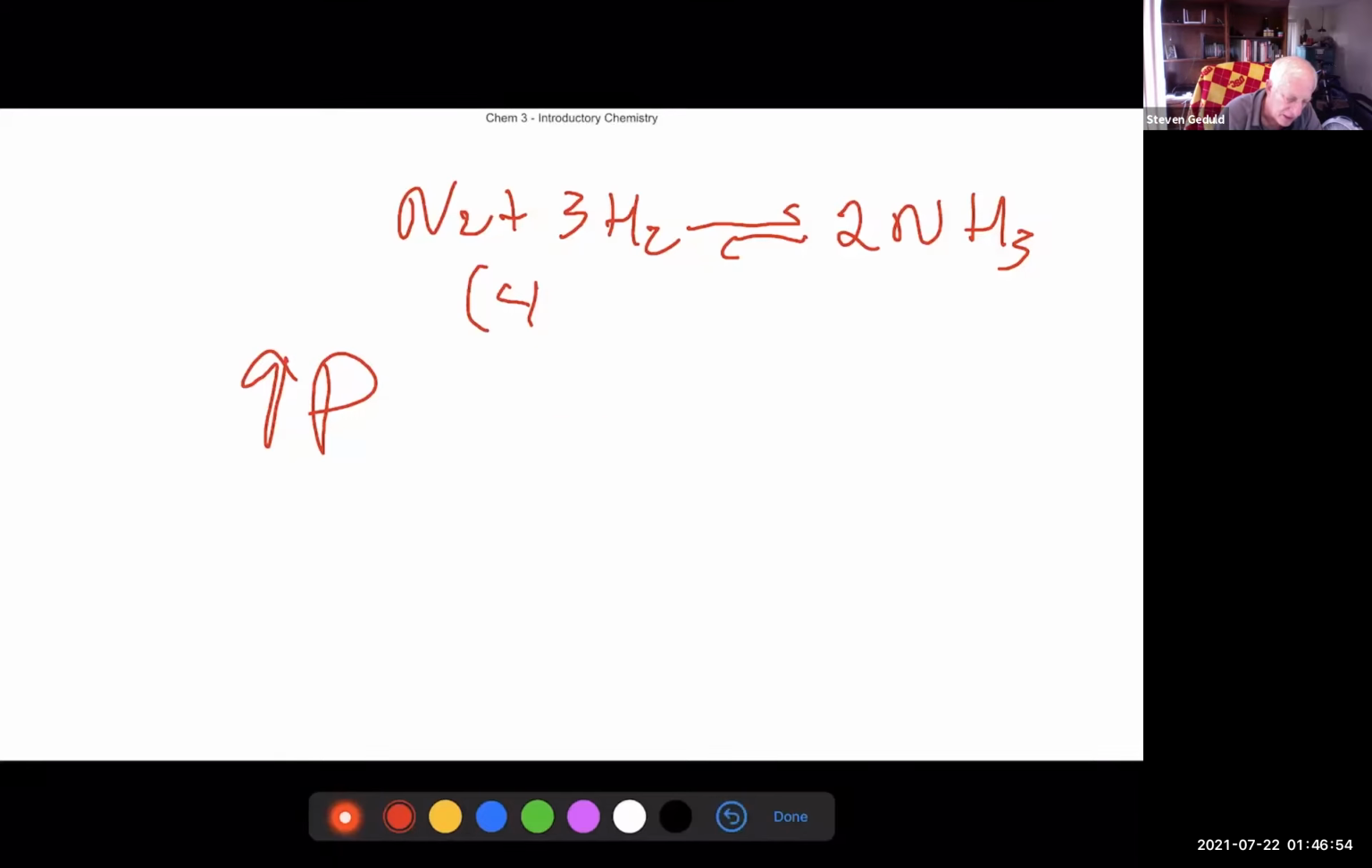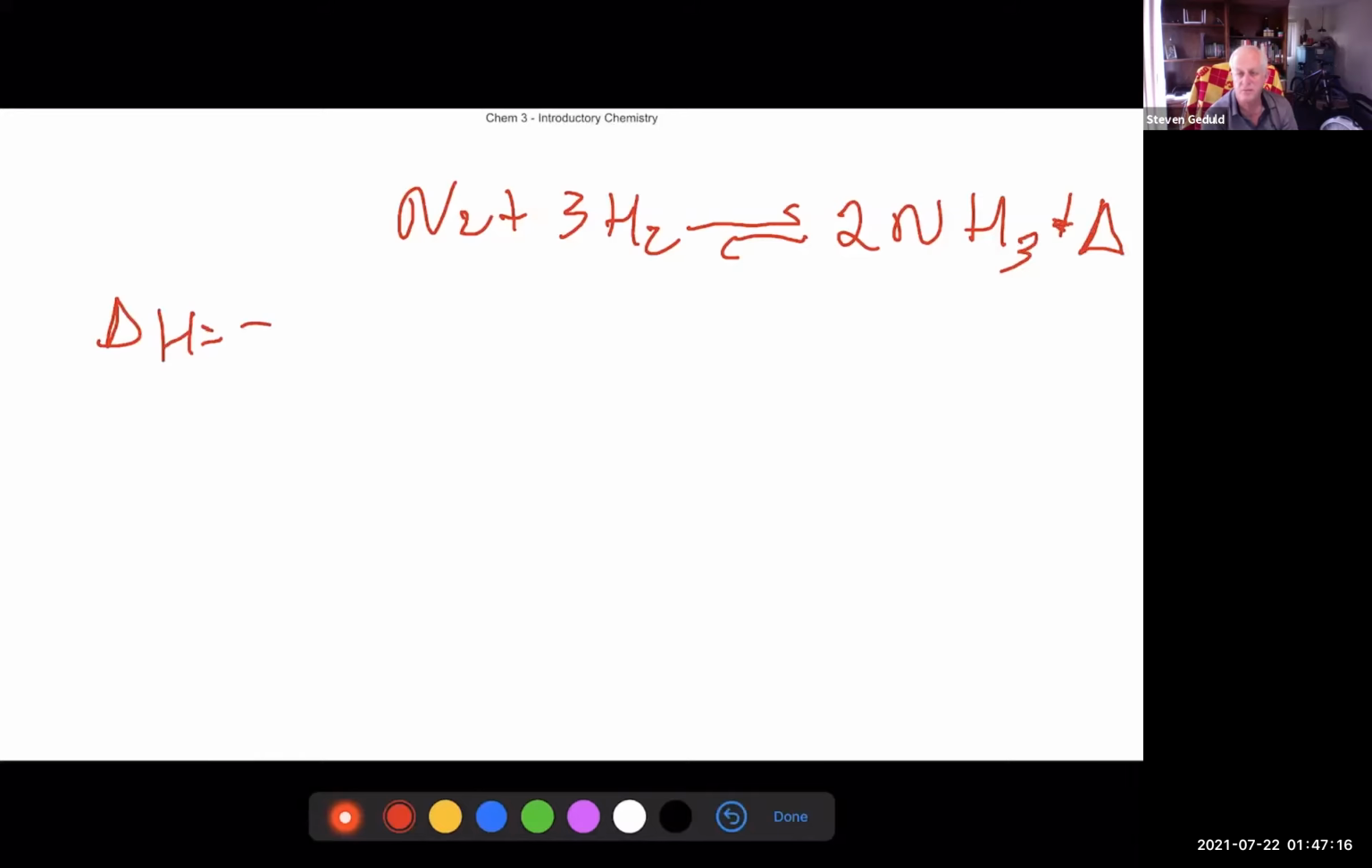If the reaction is exothermic, it means heat is being generated. So delta H is negative, exothermic, which means heat. I'll put a big H right here. Oh, I can't put an H, that's hydrogen. Sorry. I'll use our triangle, that's heat. Delta is heat. So it's on the right-hand side of the equation, because it's exothermic, heat's given off.